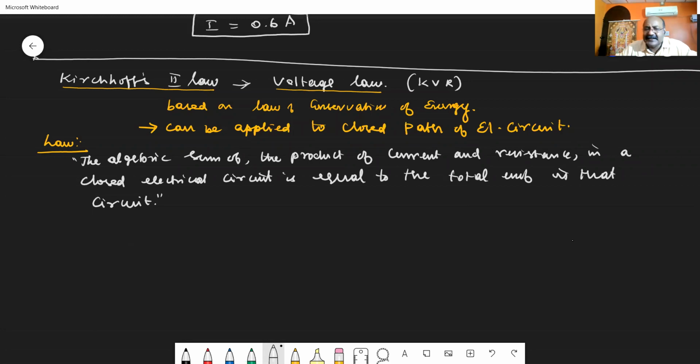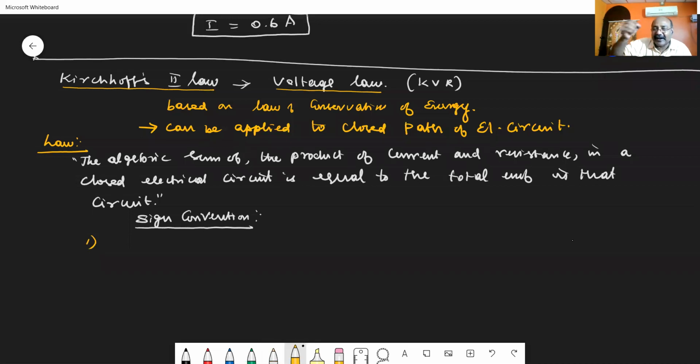But in order to apply this law, here also I have to go for sign convention. As we have considered in the first law, here also I have to consider the sign convention. See, if I am taking a closed circuit, the current may flow in a clockwise direction or in an anti-clockwise direction. The direction of the flow of current and the direction of the path I am considering, if both are the same, then the sign convention is positive.